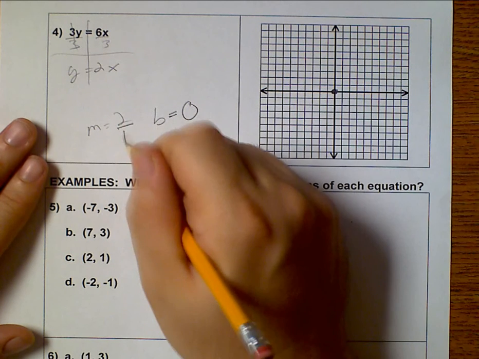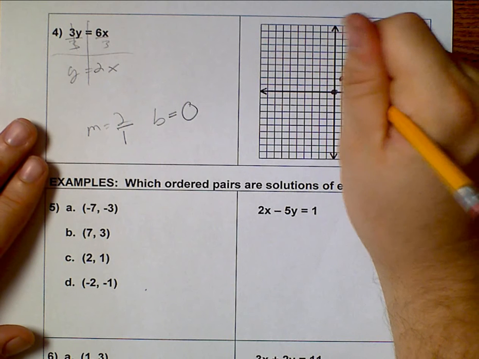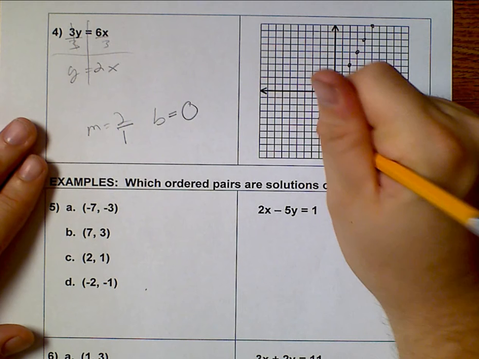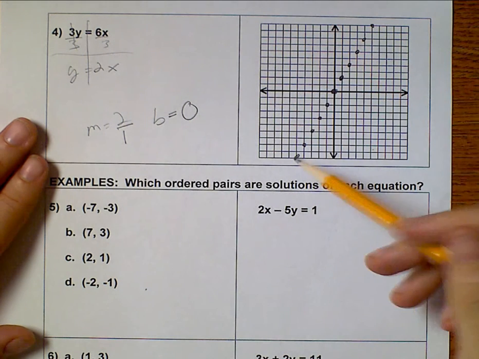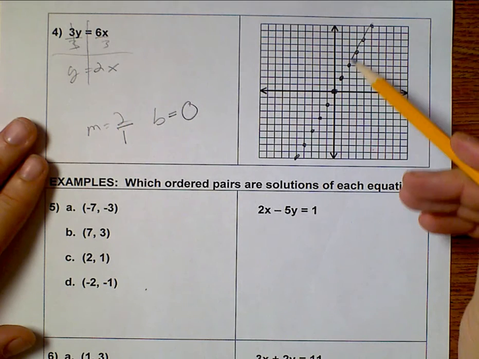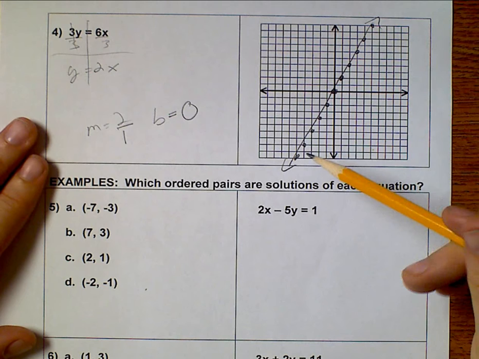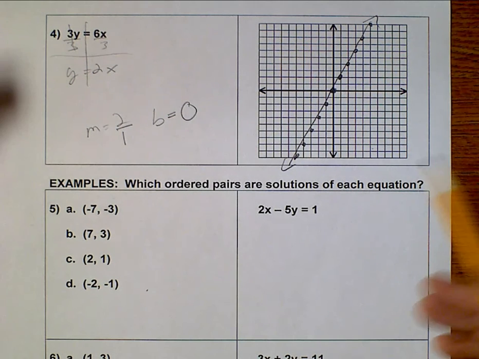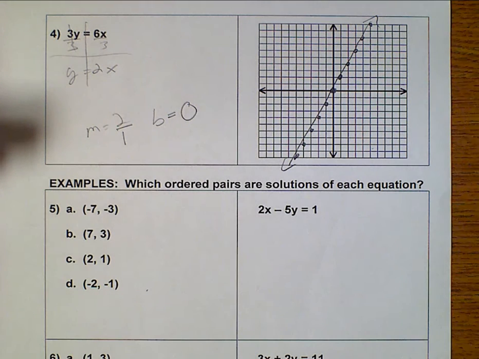and I rise 2 over 1. Go the opposite direction. Draw my line. And so it's quite easy. All you need to do is isolate the y variable, and then find your m and b and plot them on the graph.